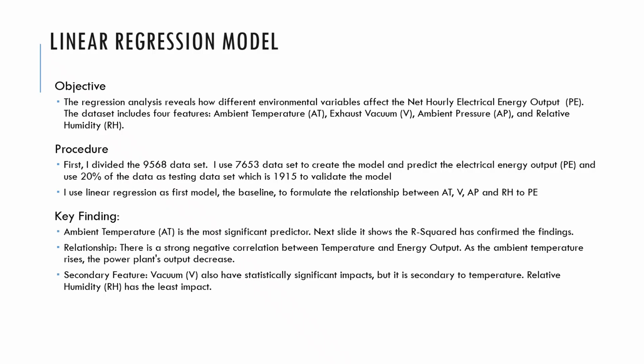There is a strong negative correlation between ambient temperature and energy output. As the ambient temperature rises, the power plant's output decreases. Exhaust vacuum also has statistically significant impacts, but it is secondary to temperature. Relative humidity has the least impact.